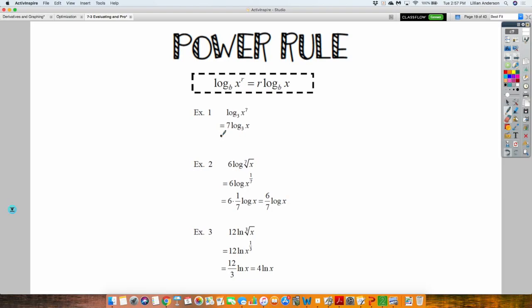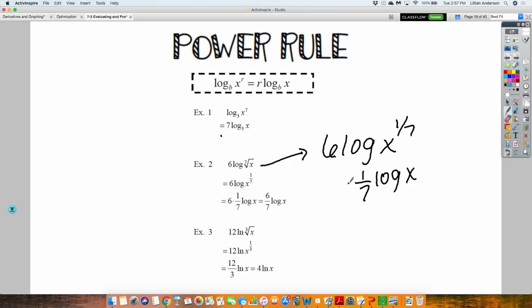Everybody see that? No? Okay. So first off, in order to apply the power rule, you have to rewrite that 7th root as to the 1/7. We know that rule, right? So if this 6 wasn't even here, this would be 1/7 log of x by applying the power rule. But because there's already a 6 out there, we just can't ignore it. So you multiply it, because basically r is being multiplied to the log base b of x up there. So you just multiply everything together, and that's how you get 6/7.